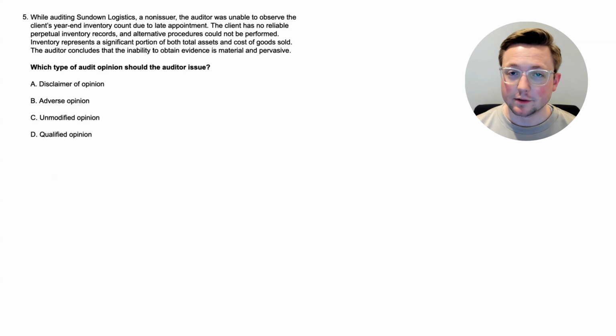All right, here we are at question 5, and basically the same question at the very end. Which type of audit opinion should the auditor issue? Let's go to the top. While auditing Sundown Logistics, a non-issuer, the auditor was unable to observe the client's year-end inventory count due to late appointment. The client has no reliable perpetual inventory records, and alternative procedures could not be performed. Inventory represents a significant portion of both total assets and cost of goods sold. The auditor concludes that the inability to obtain evidence is material and pervasive.